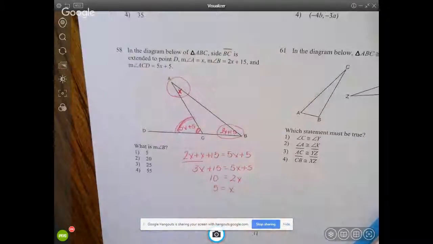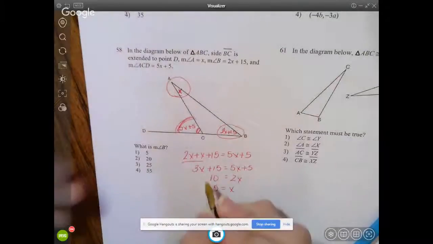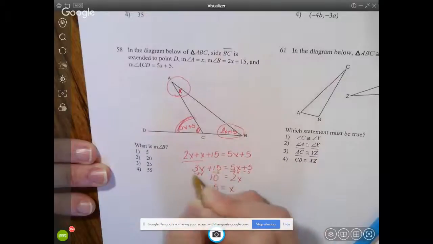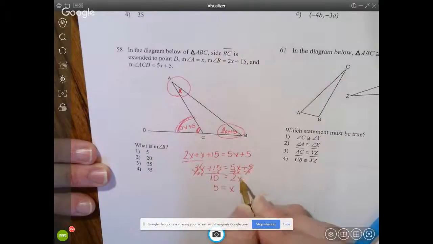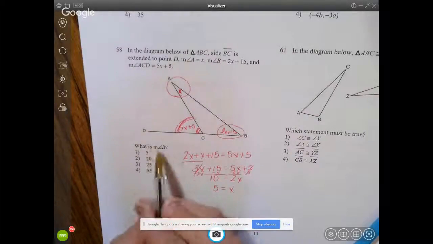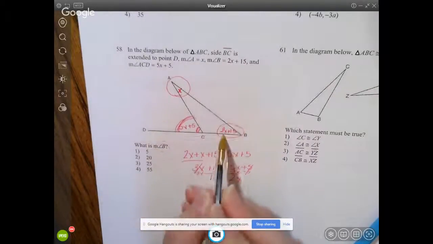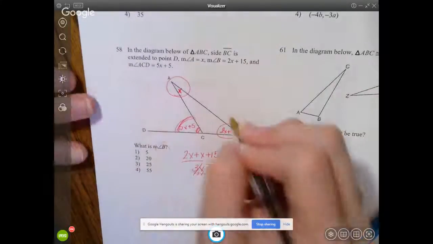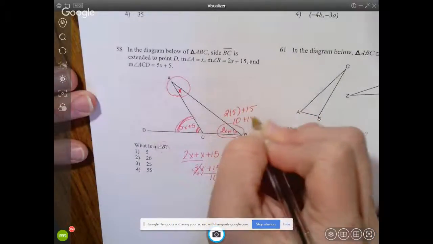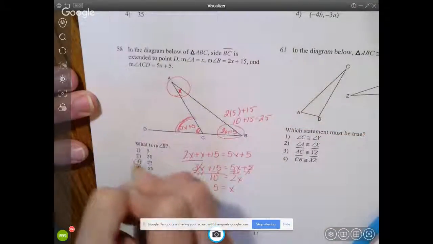Subtract 5, subtract 2x, and x is 5. But that's not what it asks for. I subtracted 3x from both sides, and I subtracted 5 from both sides. These canceled, and I'm left with that. But look, it has 5 as an answer, so I might think I'm done. But it says, what's the measure of angle B? B is 2x plus 15, so now I've got to put 5 in. 5, 10, 25. So now I know the answer is 25.